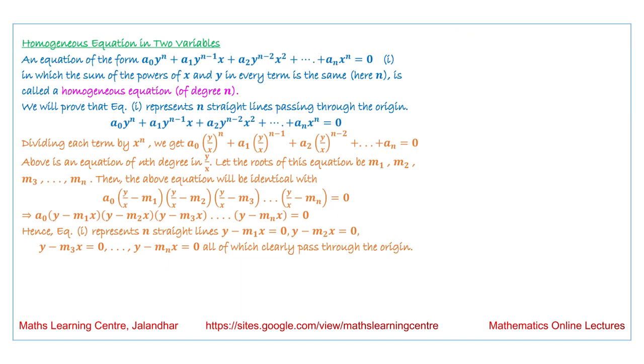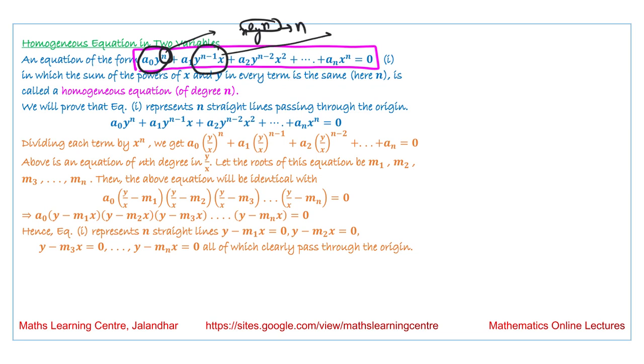The next definition we have is the homogeneous equation in two variables. We are given an equation of this form. Now what is the property over here? If we look at the powers, in the first term the total power is x raised to the power 0, y raised to the power n, so the sum of both is n. Similarly for the next term, we have y raised to the power n minus 1 into x raised to the power 1, and the sum of these two powers is n. Similarly, the last term is x raised to the power n, y raised to the power 0, and the sum of both powers is n.